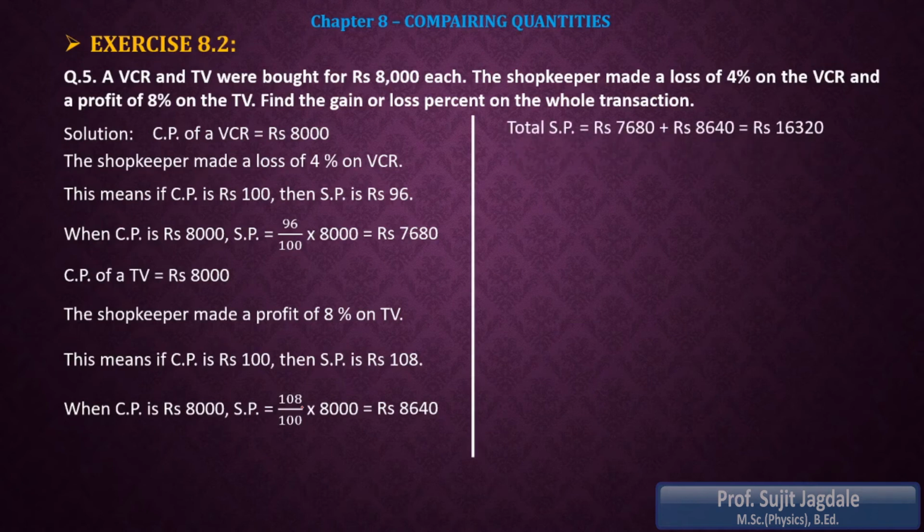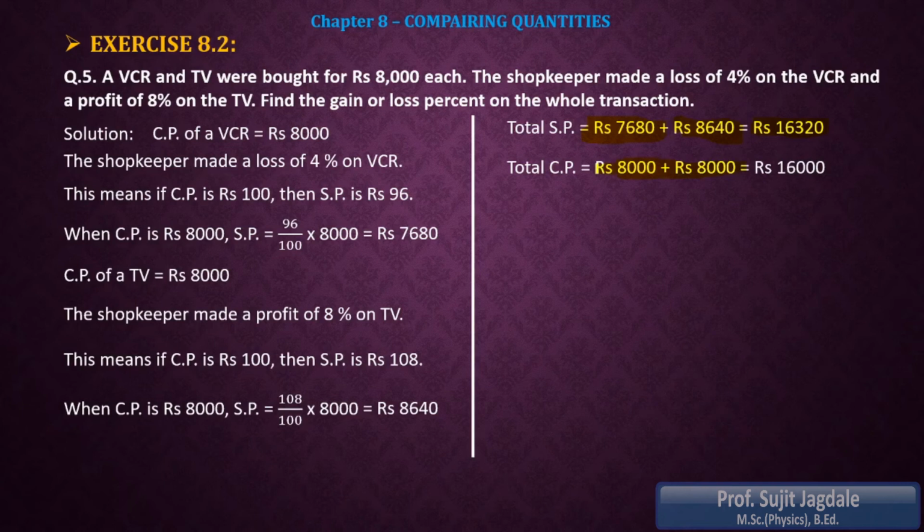Now I have to combine these two values. Which two values? I have to calculate total SP. I am going to calculate total SP by adding both SPs. SP for VCR and SP for TV, those two should be added. 7680 and 8640, those two values are added, and after adding those two values I am getting the answer as Rs 16320.